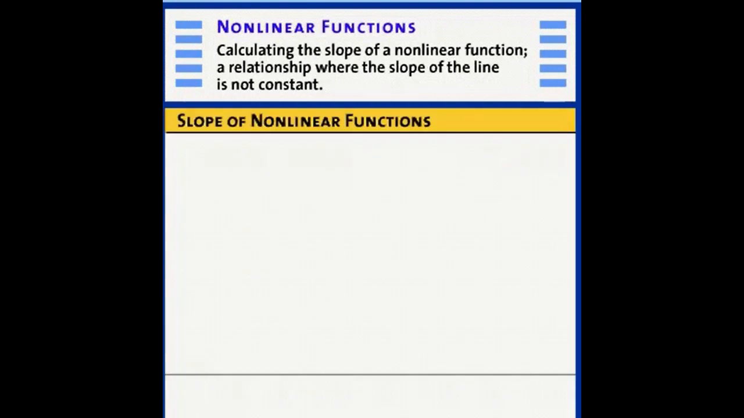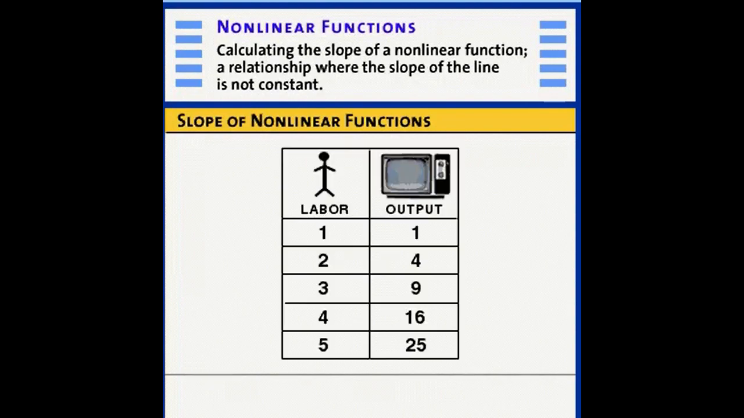In order to do that, let's look at the relationship between labor and output for a firm that makes television sets. And I've made up these numbers so that I can fit a curvilinear line to them. Here is my relationship. If you have one worker working by himself, he can make a single television in a day. If you have two workers cooperating, they can make four televisions in a day. If you have three workers, 9, four workers, 16, five workers can make 25 televisions, and so forth. Now, notice this relationship is one of exponential increase. That is, the number of TVs are increasing much faster than the number of workers. So in this case, our slope will not be constant.